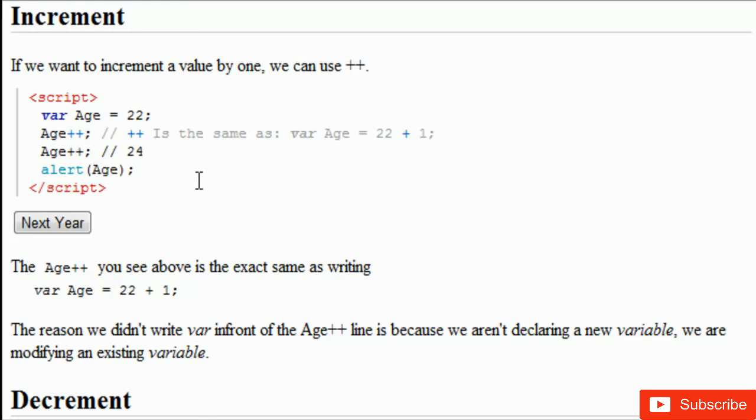The reason we didn't write var, which is variable, in front of our first age or our second age is because we are not declaring a new variable. We're simply modifying the existing variable.